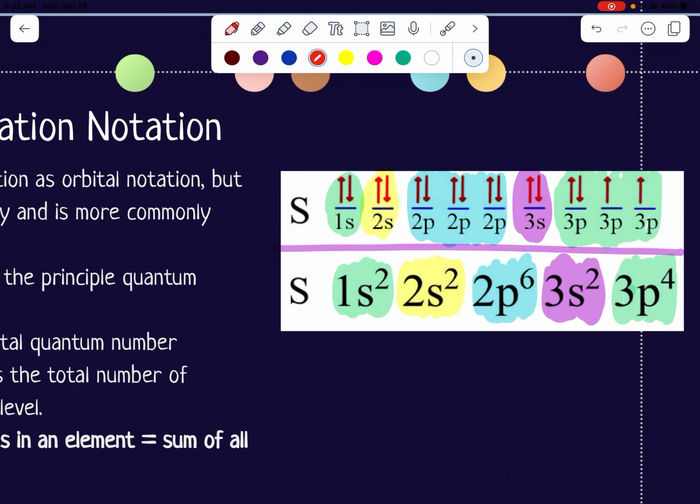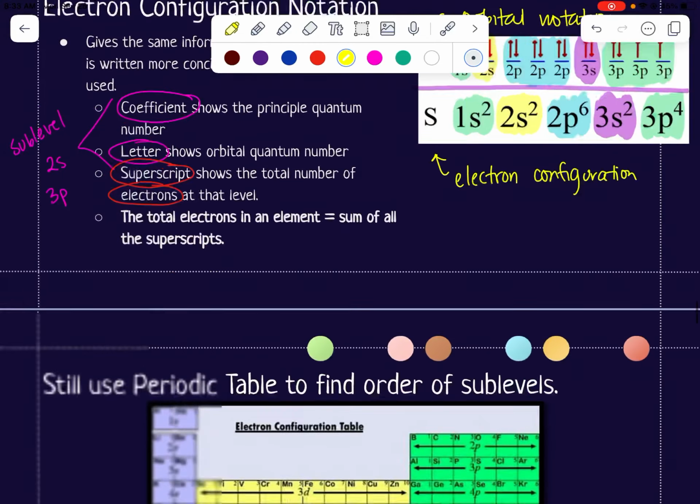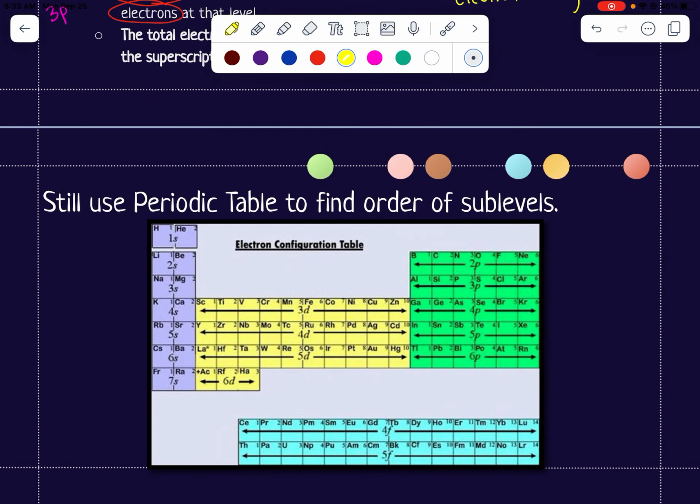So the top notation that I wrote here is called orbital notation. The bottom version is called electron configuration. It's got the official sounding name, electron configuration. It is the most common. So the good news is you still predict the levels based on the periodic table.